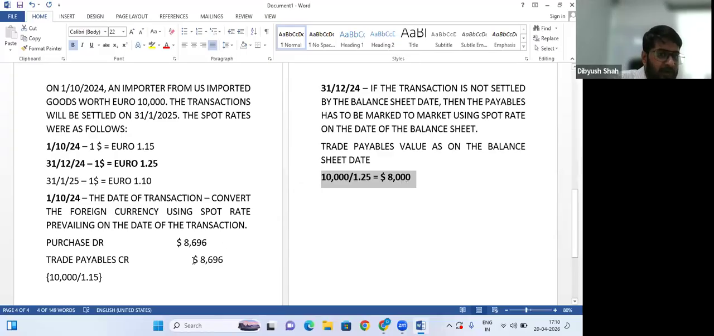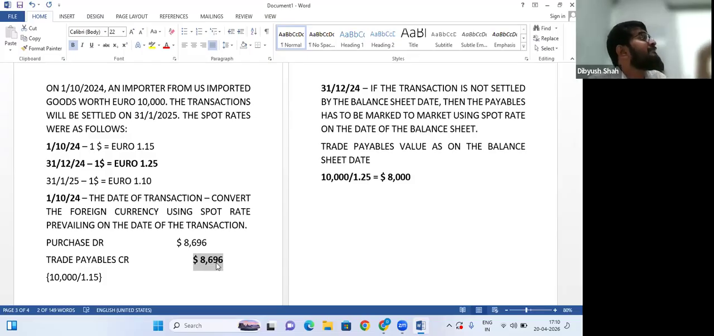On the date of the transaction, the company needed to sell $8,696 to buy the same amount of euro. But on the balance sheet date, it will need to sell only $8,000 to buy 10,000 euros. Dollar has gained in value. I am linking corporate finance with this. This also means the dollar has appreciated, because with a smaller amount of dollars, you can buy the same amount of euro.